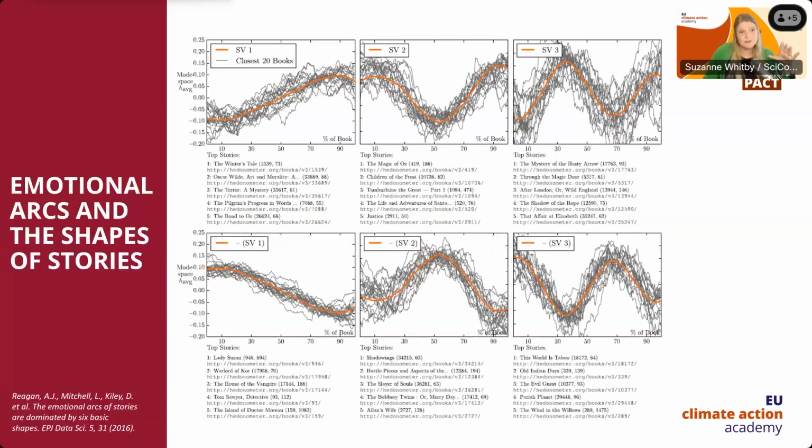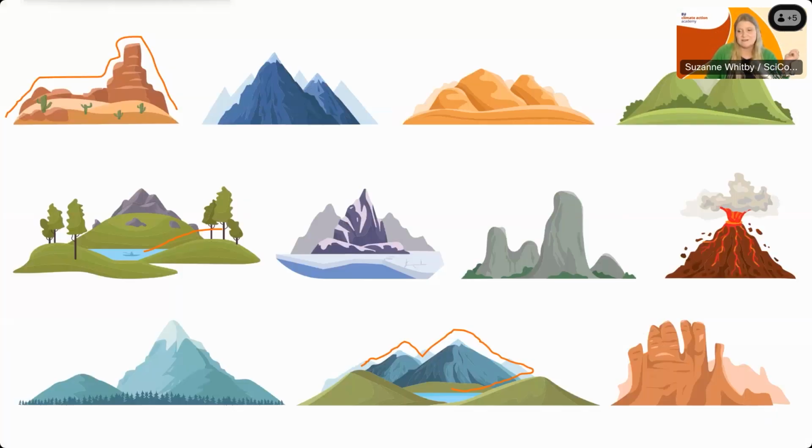There is lots of research into these emotional arcs and the shapes of stories. One of the things that I would offer you is that we don't always have to tell the whole shape, right? We don't always have to tell a story that starts in the valley and goes all the way up and down and up and down, up and down to the peak of the mountain and then back down again.